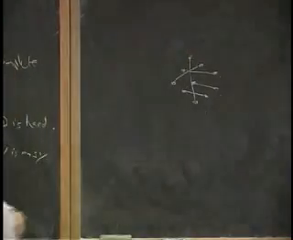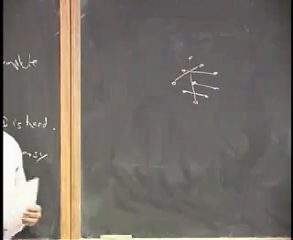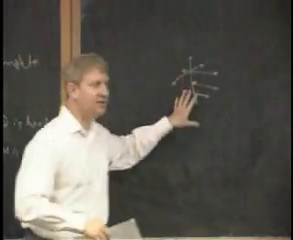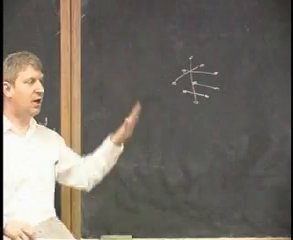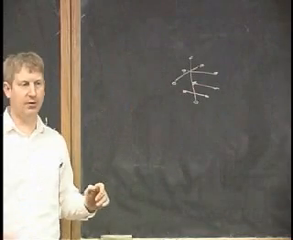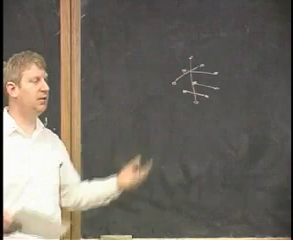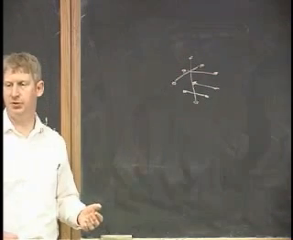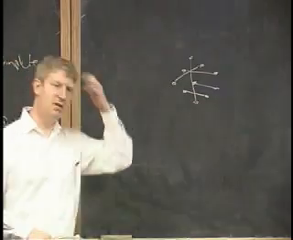Bunch of line segments. And the question is, give me the largest collection of these line segments such that none of them intersect with each other. The largest independent collection of line segments. Everyone understand that question? How do you do something like that?